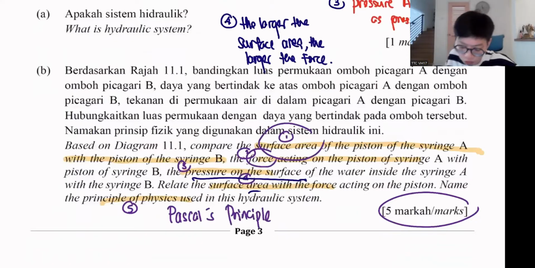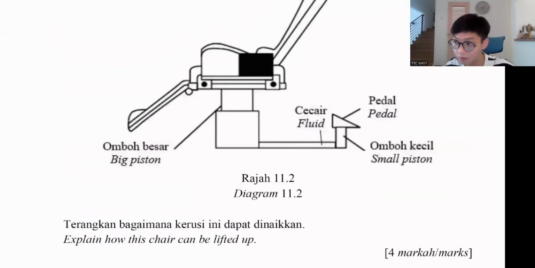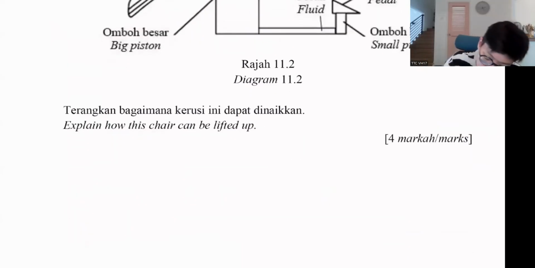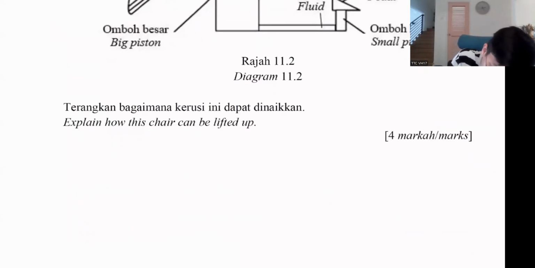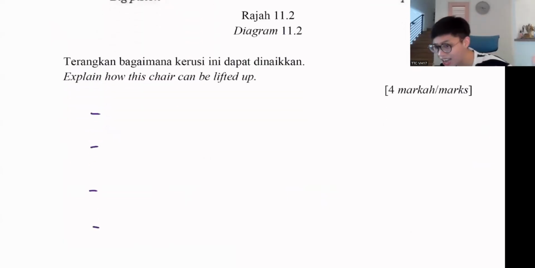Once we are done with this, we go and see a chair for dental treatment. This is going to be one of the examples where they ask how we explain how this chair is being lifted up. Usually we just explain how this principle works. It could be a chair, it could be how to lift a car, it could be Pascal, everything related to a hydraulic system. So what can we say here? How can this chair be lifted up?